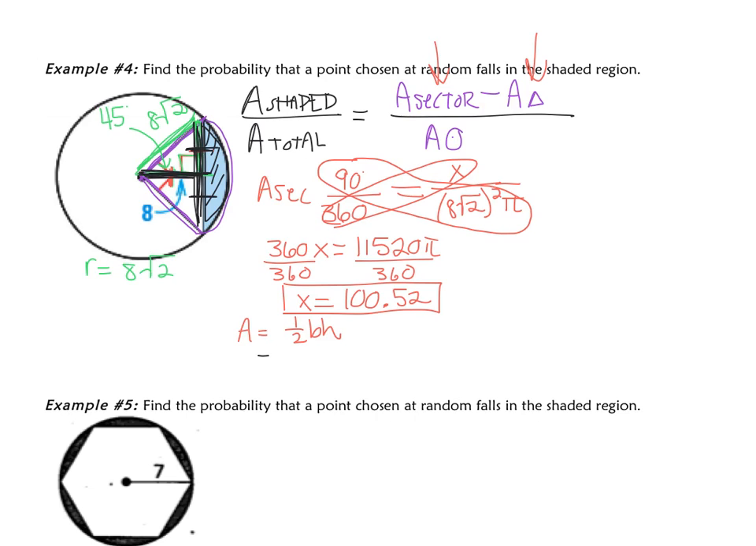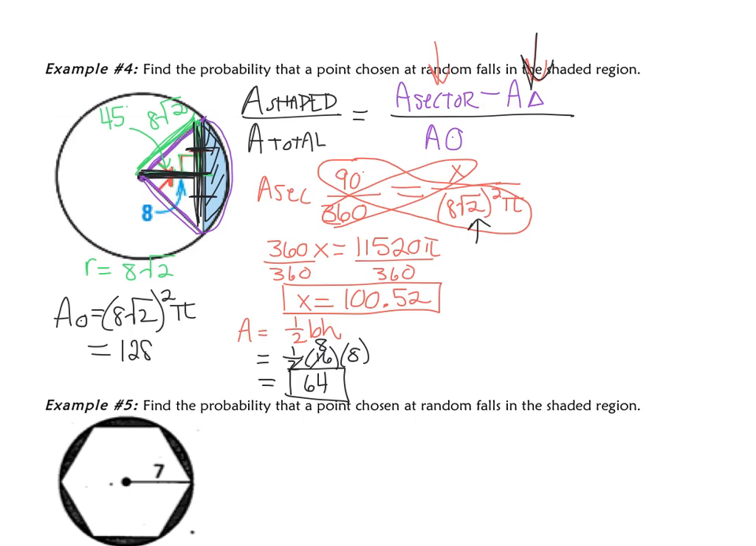The height is 8. So 1/2 times 16 times 8. 2 goes into 16 8 times. So the area here is 8 times 8, giving me 64. Okay, so we found this one. Now we have to find the area of the circle, which we already knew from here is pi r squared, with r being 8 square roots of 2. This gives me a grand total area of 128 pi.